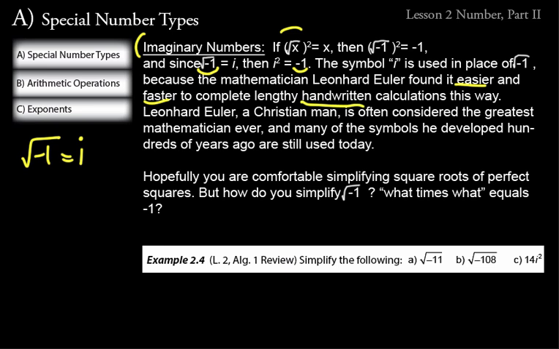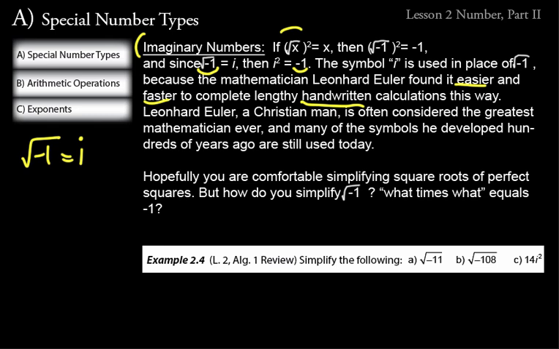Remember, back in his day they did everything by hand pretty much, so doing things in that way was a lot more efficient by making the square root of negative 1 i. So Euler, he was a Christian man, considered the greatest mathematician ever, and many of the symbols he developed hundreds of years ago like this are still used today. So here's something to think about.